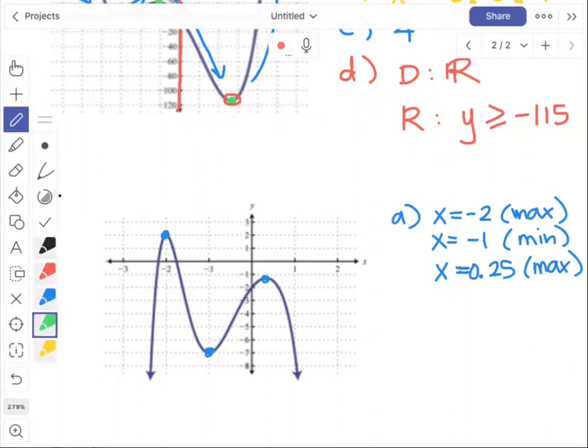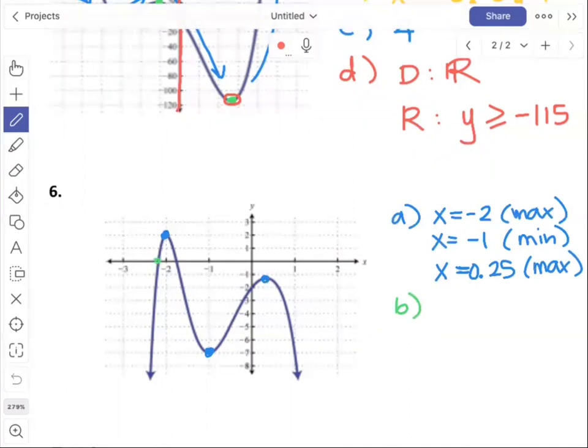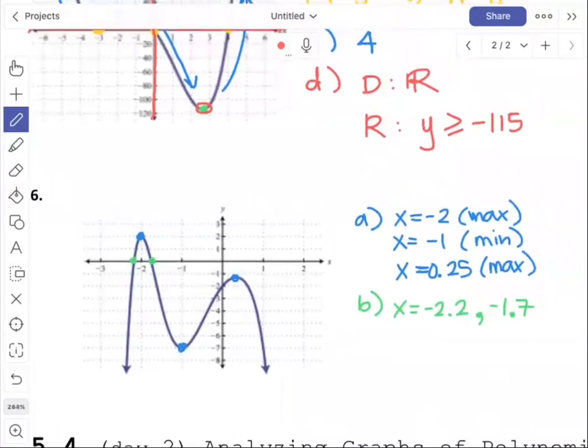All right, let's go to part B. Part B is saying estimate the x-coordinate at every zero, and that is where it hits the x-axis, so right there and right there. So approximately -2.2, I'll estimate, and -1.7. Again, if those are off by a little bit and you don't get the exact same thing as me, no big deal. It should be approximate though.